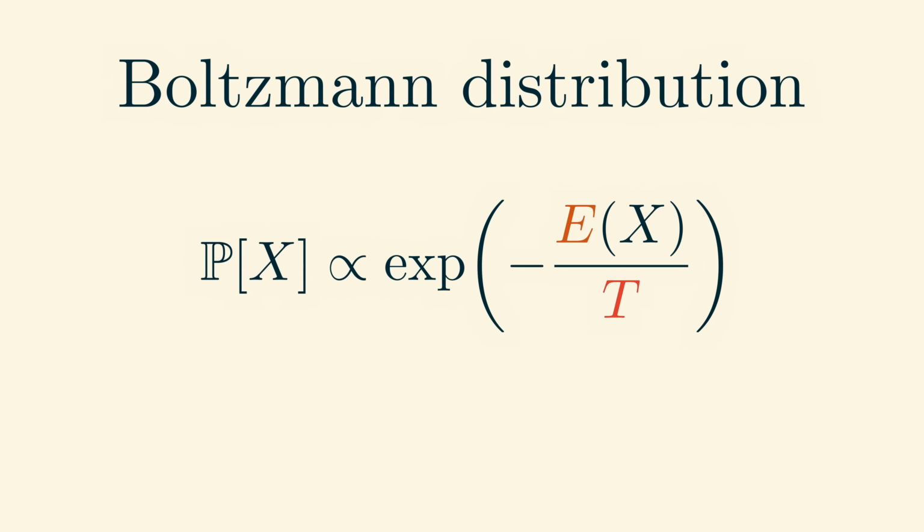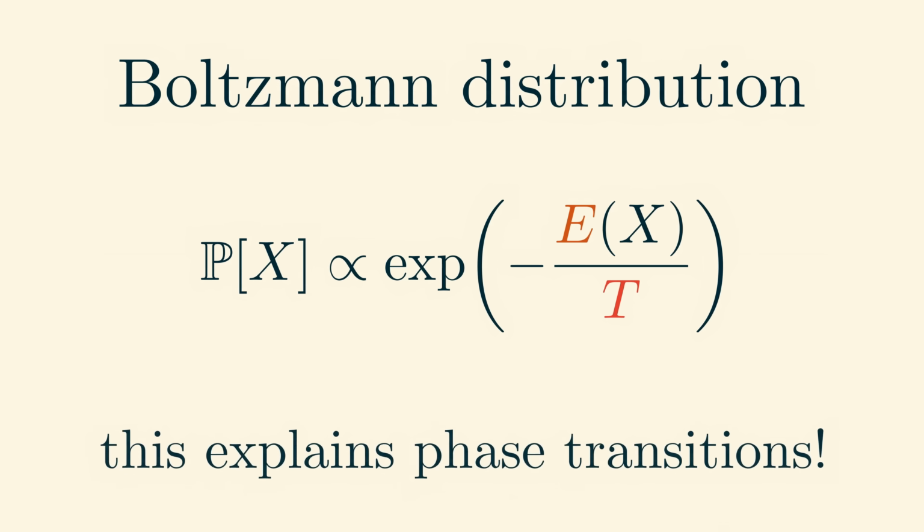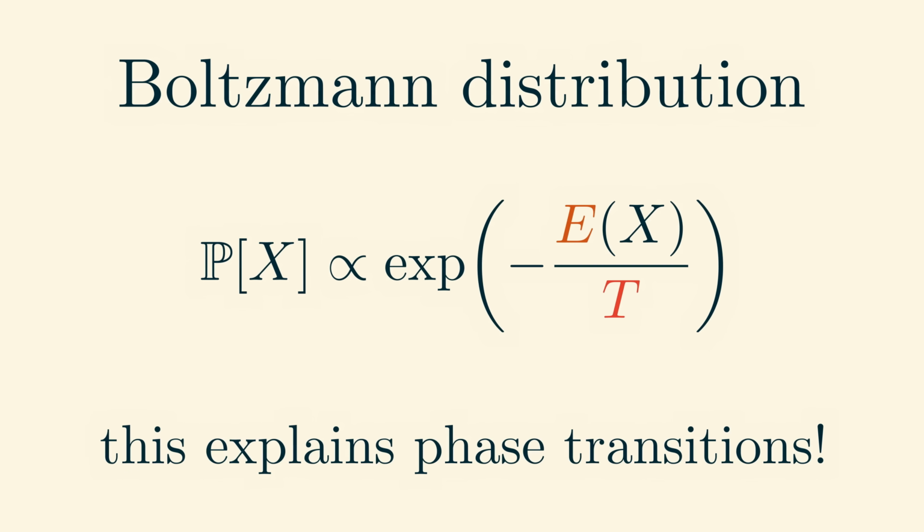If you've seen this before, you might remember a factor of k in the denominator here. This is called Boltzmann's constant, and we'll just ignore it in this video. We can do this by choosing our units in such a way that the numerical value of k is equal to 1. Anyway, this formula actually already explains how phase transitions can arise as we vary the temperature. So before we prove the Boltzmann formula itself, let's see how this works.